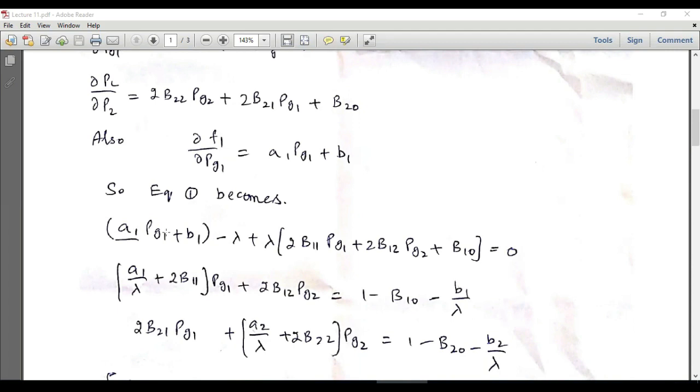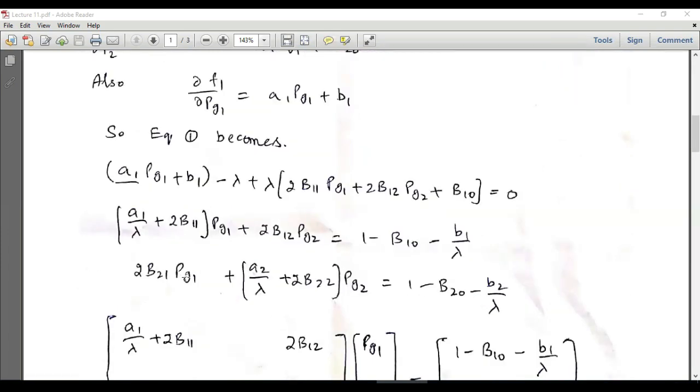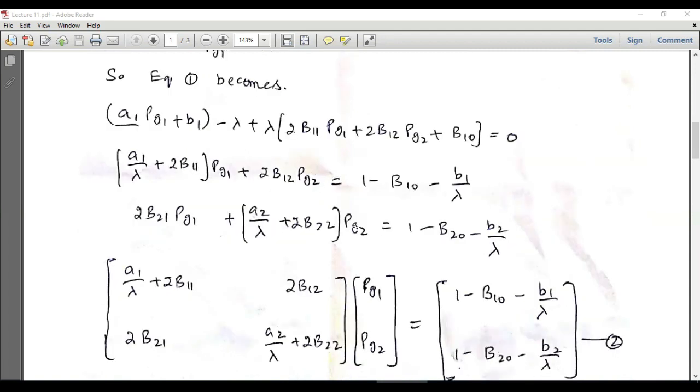Similarly, we can write the expression for Pg2, and after taking Pg2 as common and rearranging all the terms, for the second generator we will have 2B21 Pg1 plus A2 divided by lambda plus 2B22 Pg2 equal to 1 minus B20 minus B2 divided by lambda. These two equations can be written in matrix form. Here we have Pg1 and Pg2 with their coefficients written in the matrix, and at the right hand side we have a column vector with these two terms.